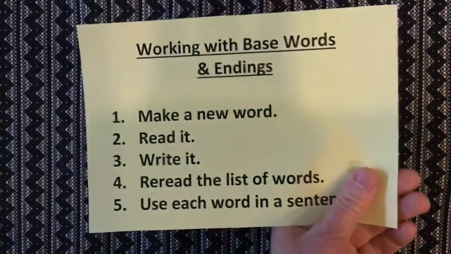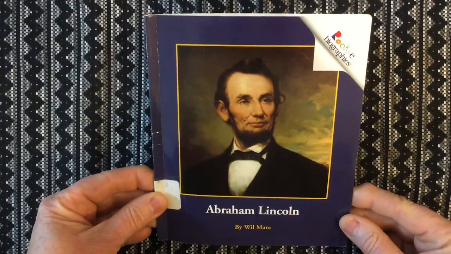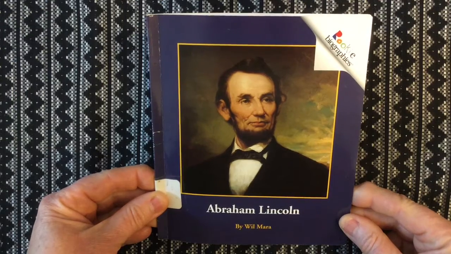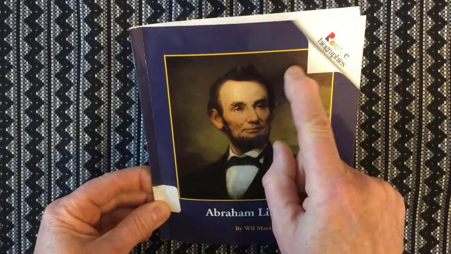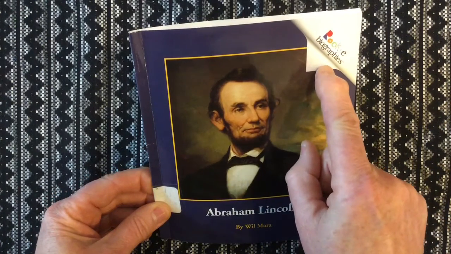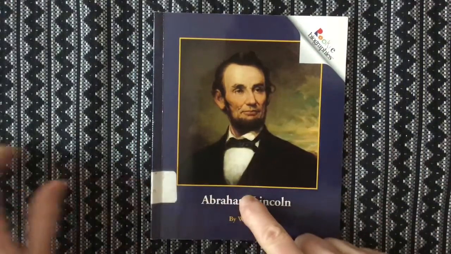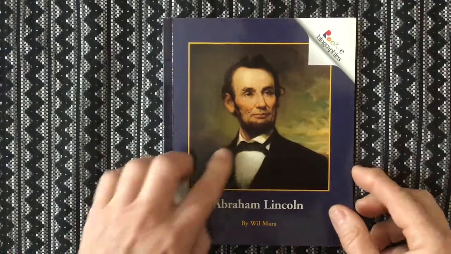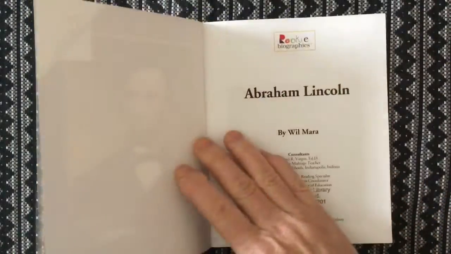Now let's apply or use everything we've been learning about base words and endings to reading a new book. This is a book all about Lincoln. So if it's a book about somebody's life, what do we call that kind of information book? It has a special word. Do you see it up there? Biography. So on the cover, I see a picture of Abraham Lincoln, and I think that must be a painting of him. Abraham Lincoln by Will Mara.